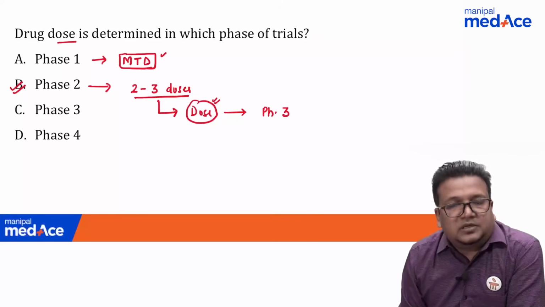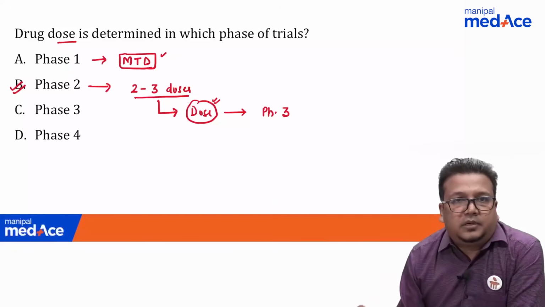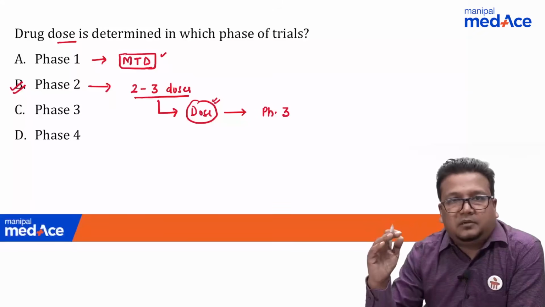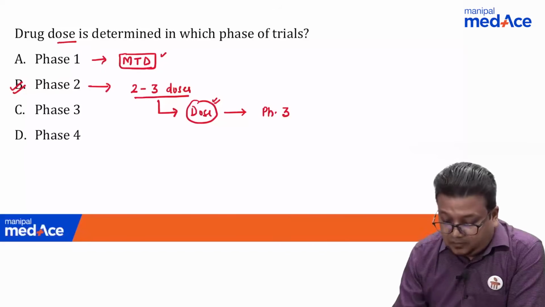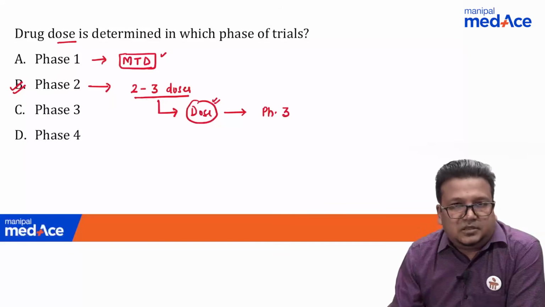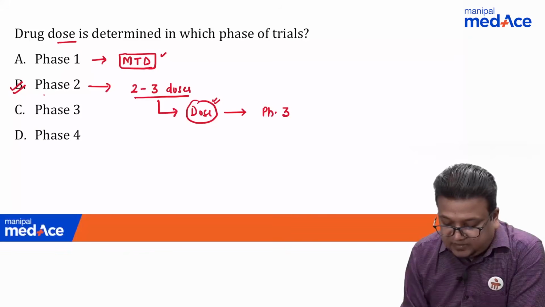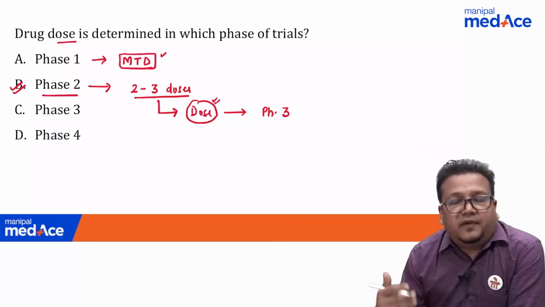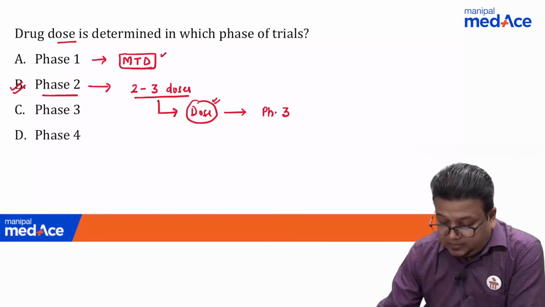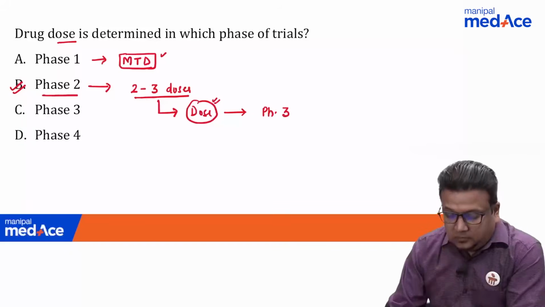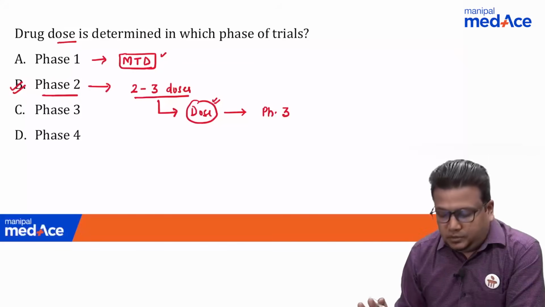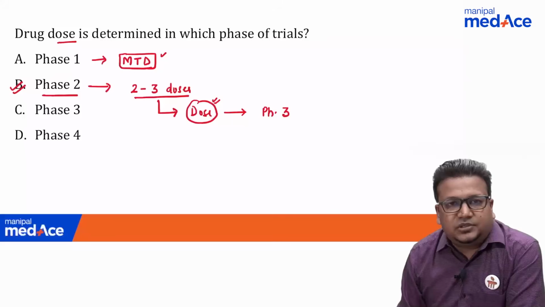Remember, they're not asking about the maximum tolerated dose. That dose is an upper limit. That dose is not tested further in any clinical trial, and that is not what is asked in the question. So the best answer will be phase 2, wherein we find out the best dose to be tested further in phase 3 clinical trial. So the answer will be phase 2 or option B. So I hope you have understood what is asked in the question and what should be the most likely answer.